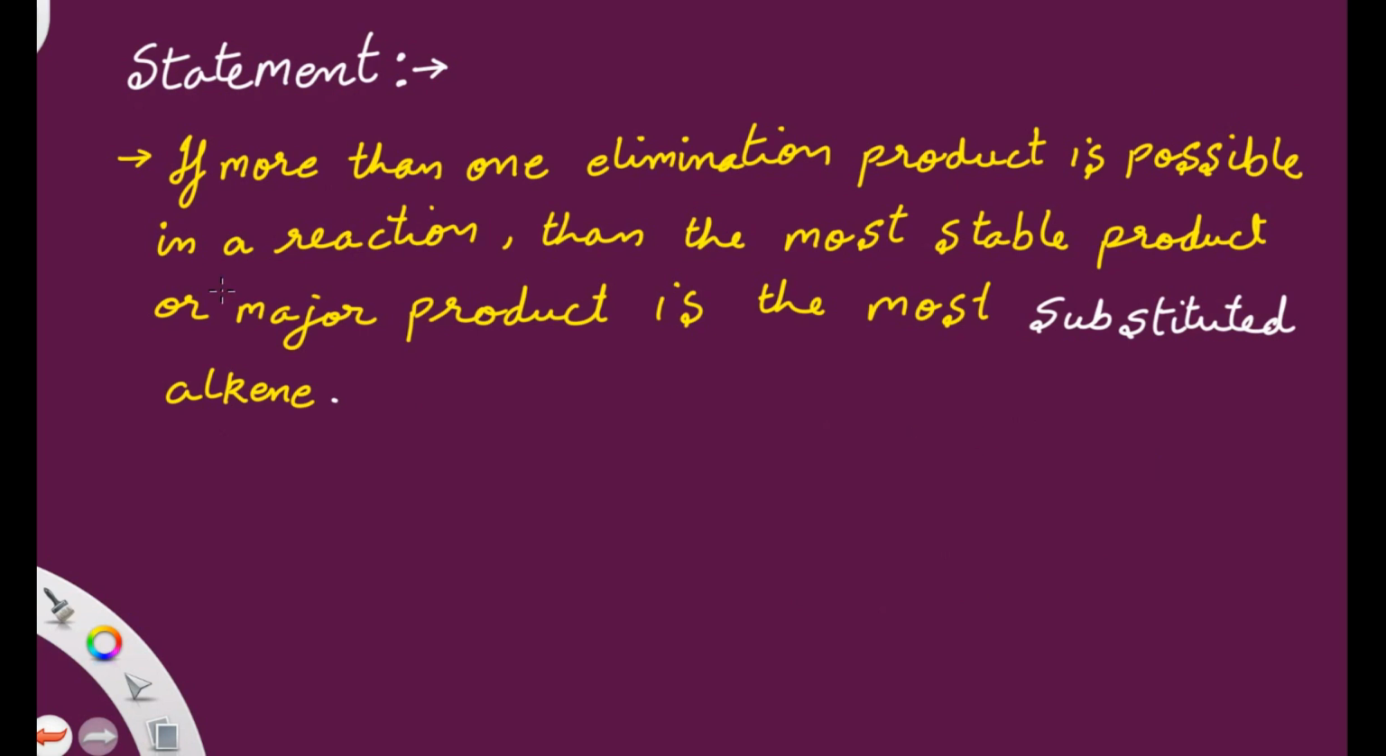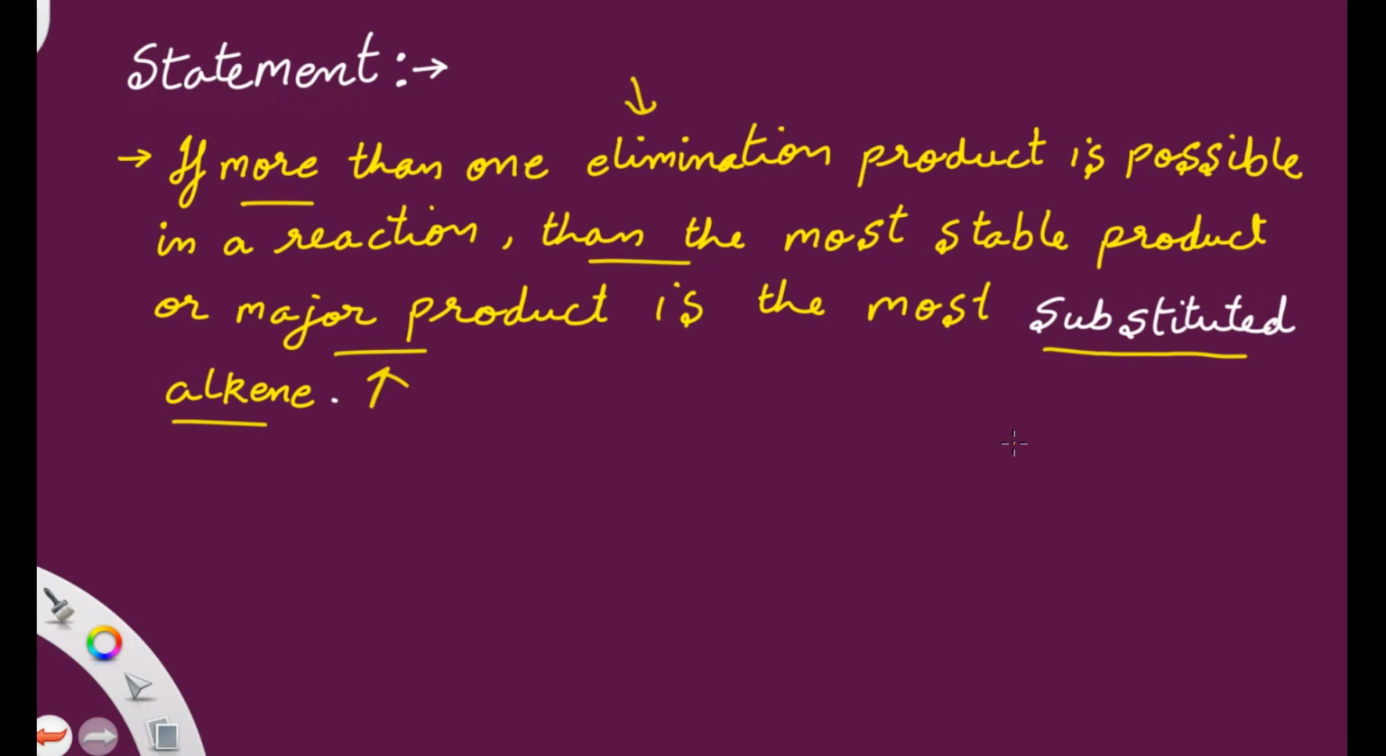So let's start our first statement. There are two statements for this that I have written. First one is, if more than one elimination product is possible. So first of all, an elimination reaction will be there, and in that elimination reaction the possibility of getting two products is there. Then the most stable product or major product is the most substituted alkene. Now the formation of two products is possible, out of which one will be major, one will be minor. The major product will be the most substituted alkene.